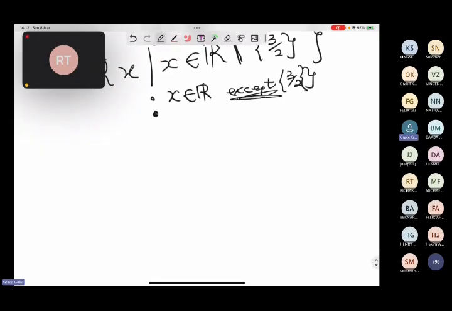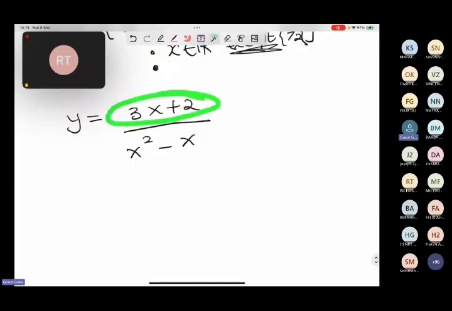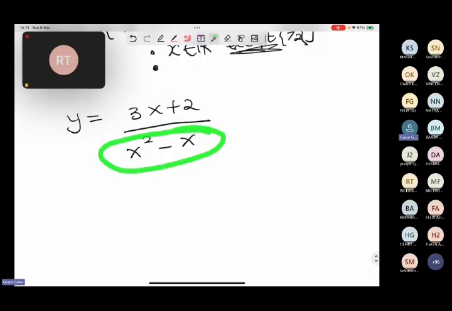One more example, then we'll take questions. Y is equal to maybe (3x + 2) divided by (x squared minus x). To find the domain of this function, we look at what the functions are. We look at the numerator, that is linear. We look at the denominator, that is quadratic. We know that the domain of linear and quadratic is the set of all real numbers.